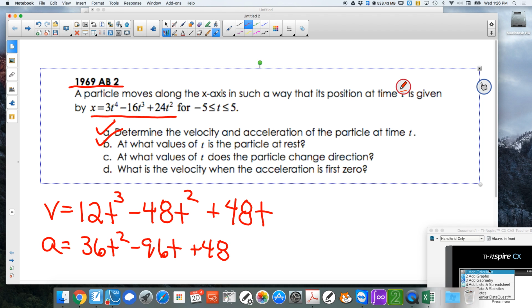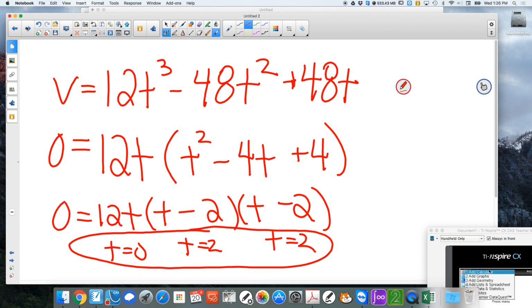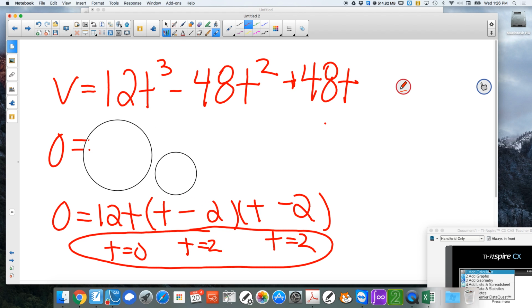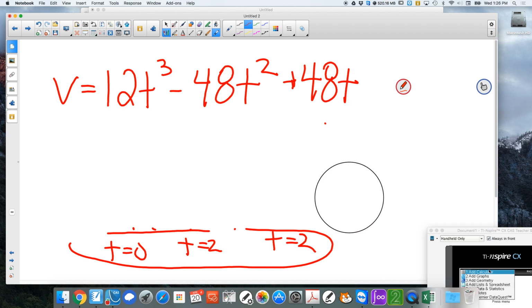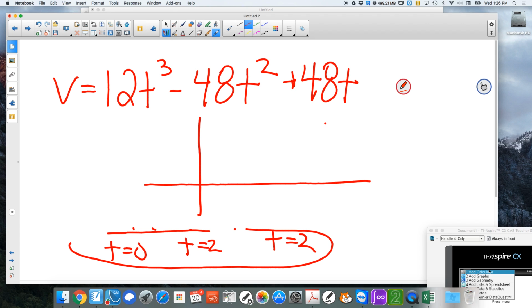So let's go look at the problem we just did. We can tell when it was 0. The velocity was 0 at 0 and at 2. So we've got to look on opposite sides of this to see what's going on. We've got to choose something on the other side of 0. Pick a number on the other side of 0 that's easy to work with.